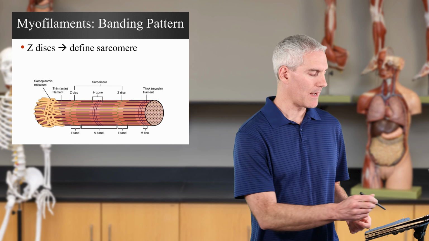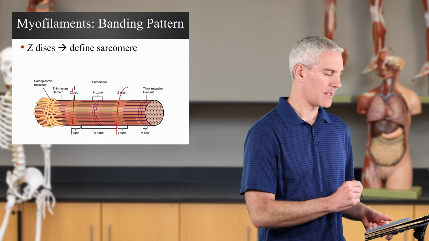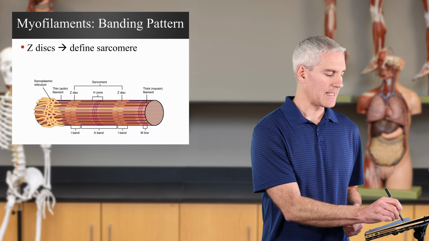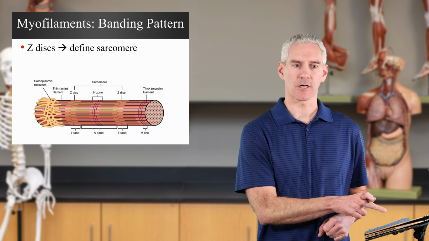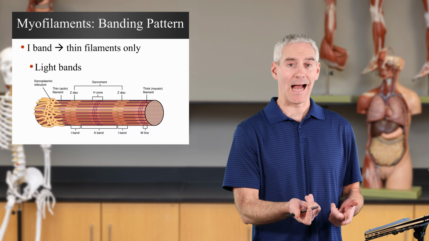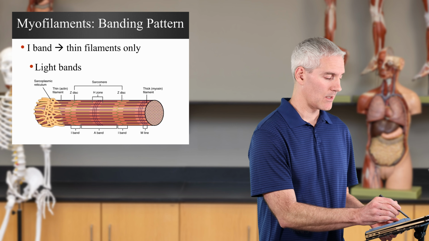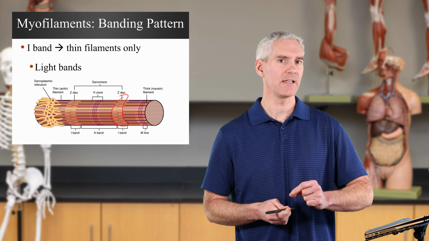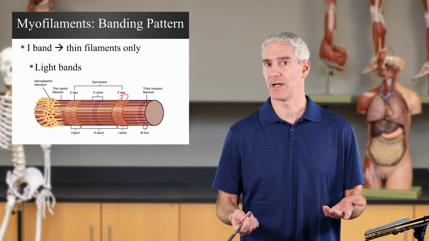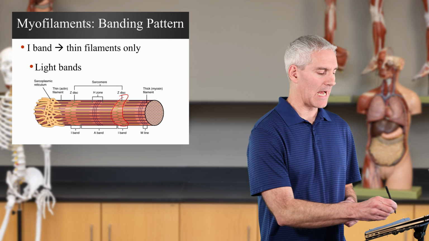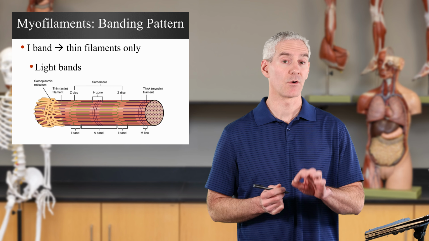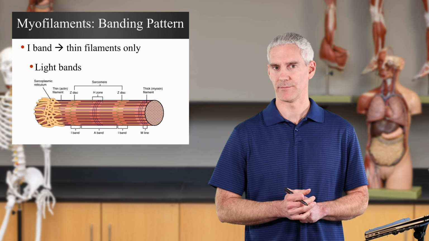So Z-disc, we mentioned the Z-discs are going to be the borders, the ends of the sarcomere. So that is what is defining what each sarcomere is. I-bands we mentioned, so I-bands are these areas right here with only the thin filaments, so only the actin molecules. The I-bands do not have any thick filaments, so I-bands only thin filaments.